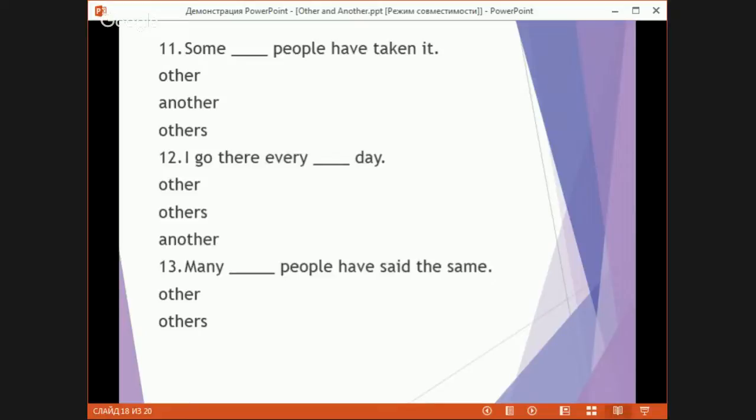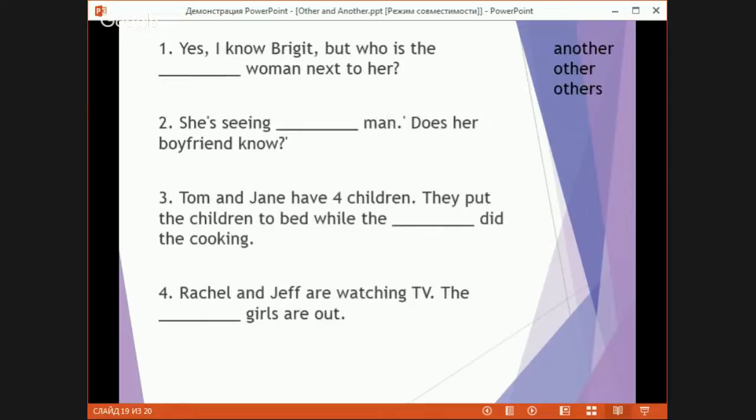So what do we have here? Some other people have taken it. Determiner with some. I go there every other day. Many other people have said the same. So all the same answers we have here, because we have determiners some, every, many, and that's why we have to use only other. Now, your task is to use another, other, or others in this answer. So please think. We will have two more slides and then we will have the conclusion.